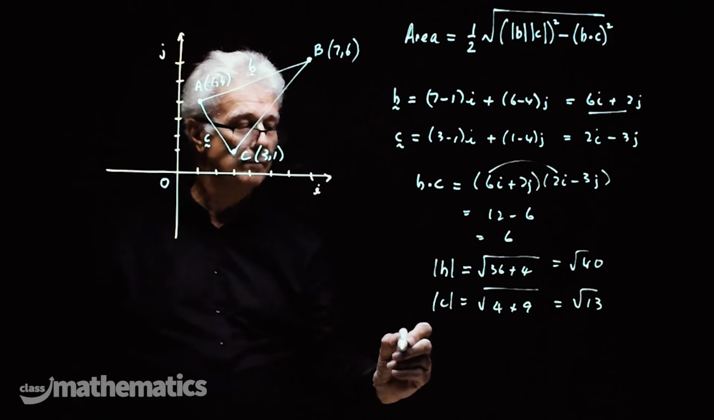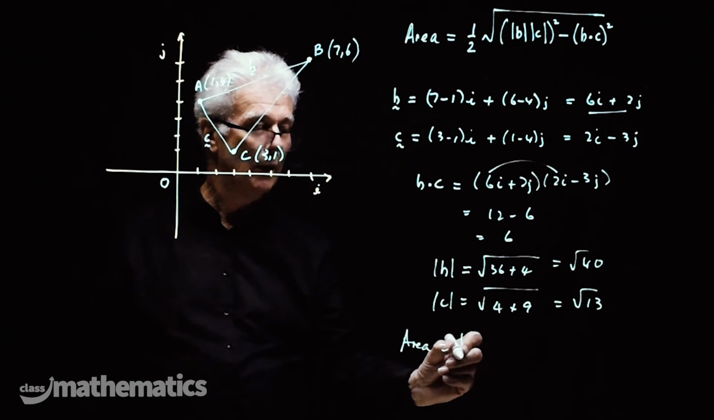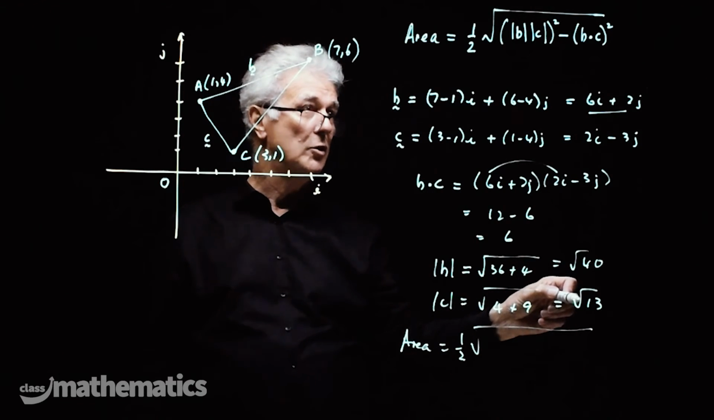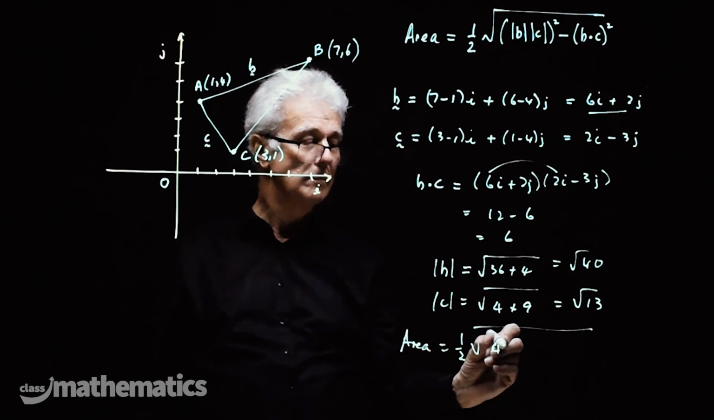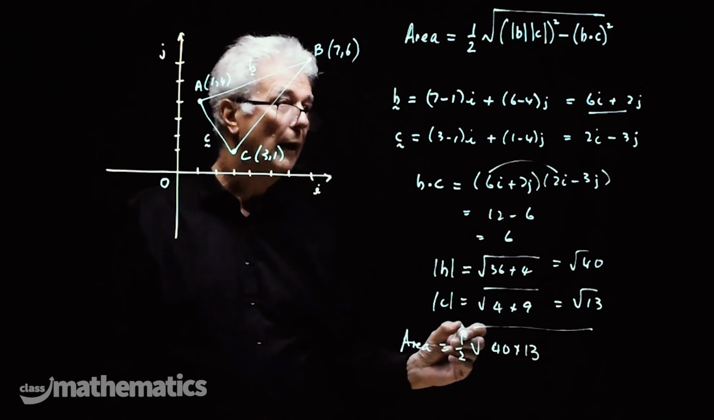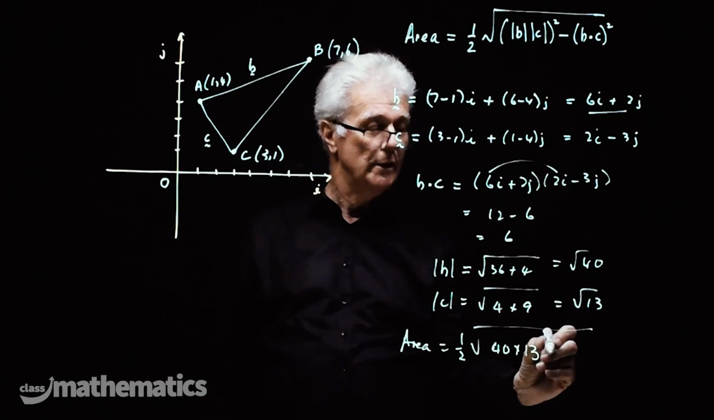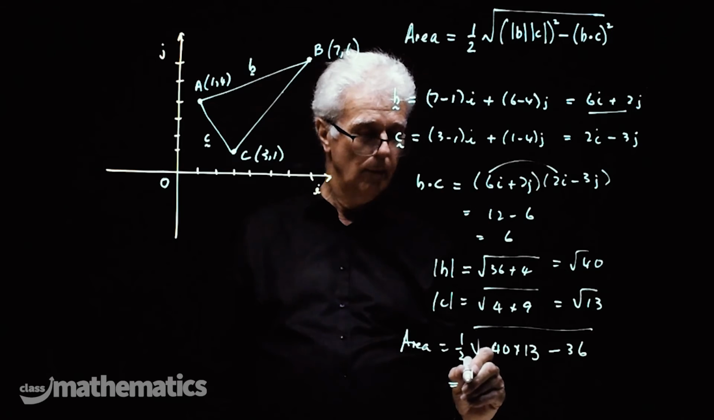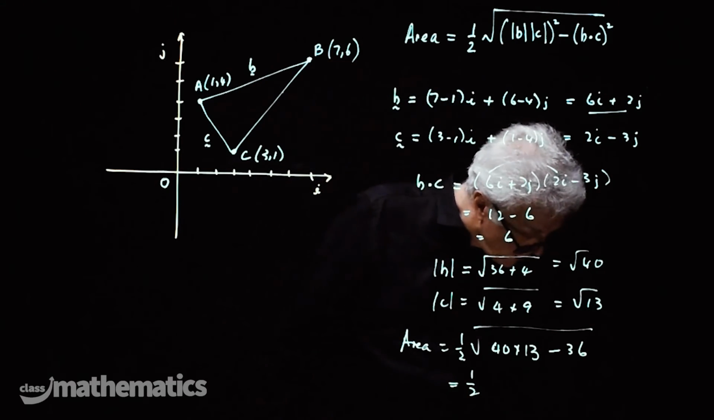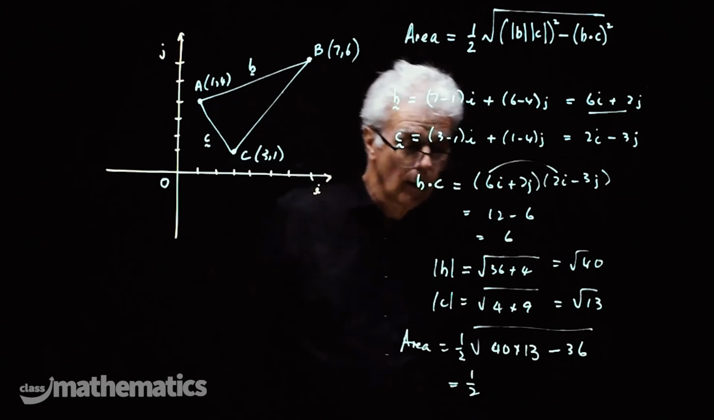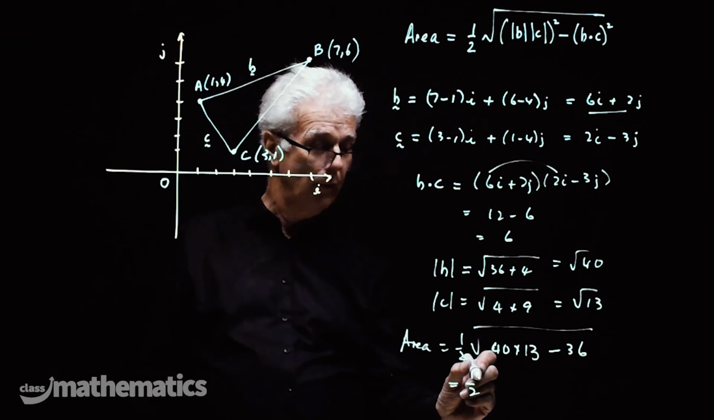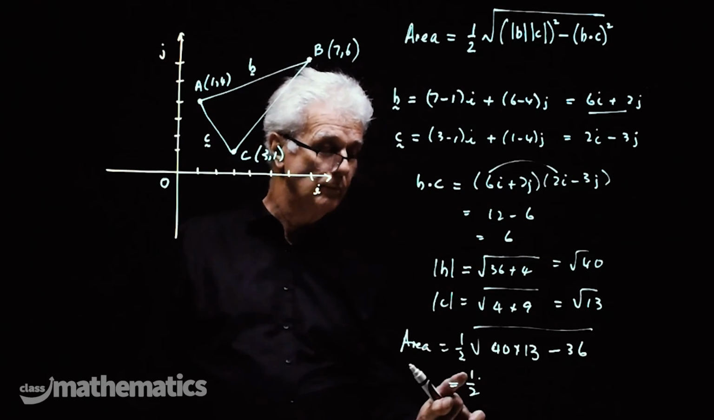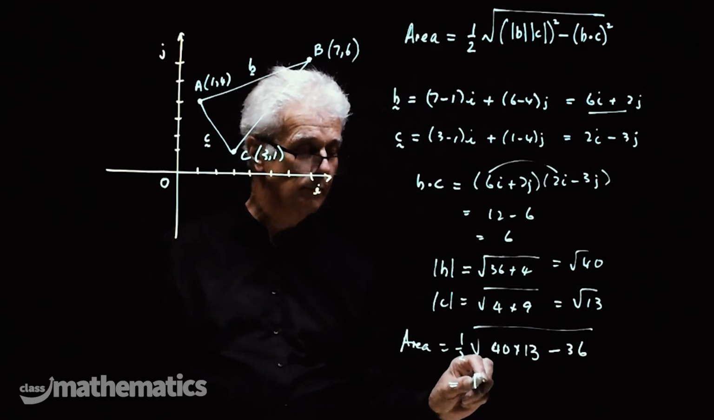Right, so the area equals 1/2 square root of these two multiplied together and squared, which will just give me 40 times 13, and minus 36, or 6 squared, 36. And that will give me, check my maths, half of, just gives me 11. And you work it all out on your calculator.